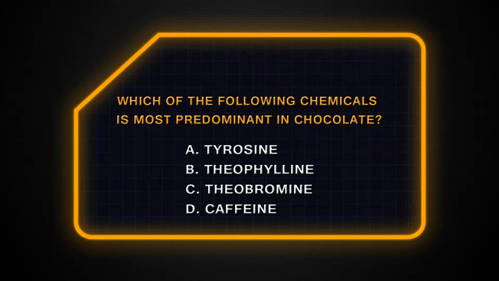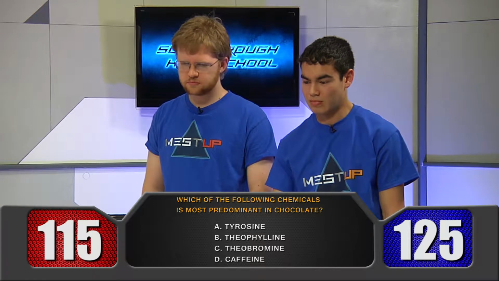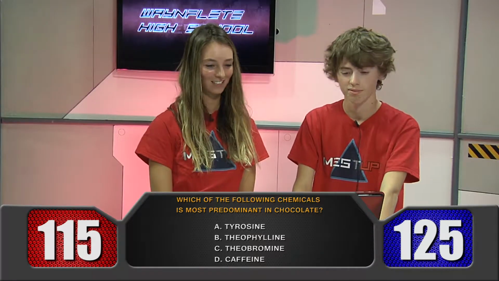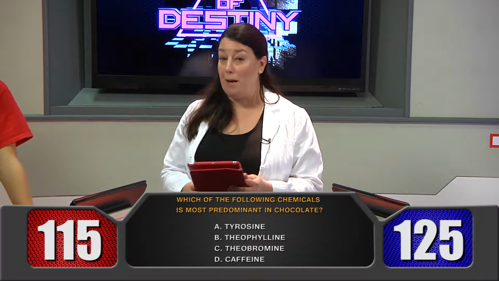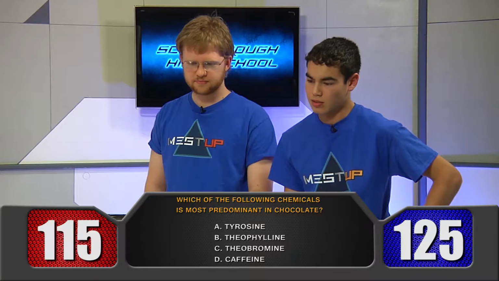Which of the following chemicals is most predominant in chocolate? Blue team, D. Caffeine. Incorrect. Red team, A. Incorrect. The correct answer is C. Theobromine. And blue team, back to you. Your choice. Science for 10.